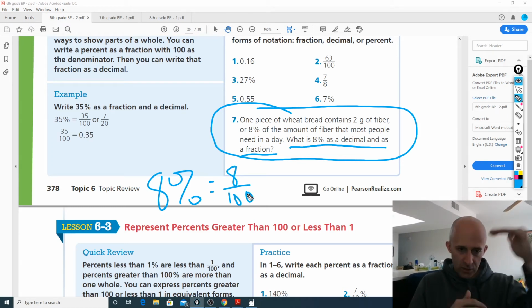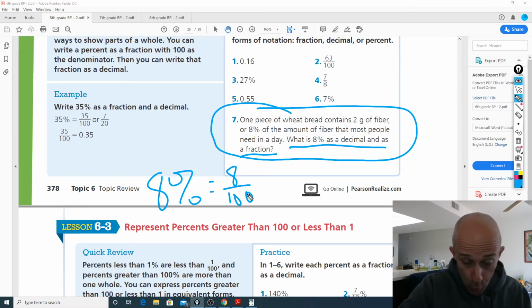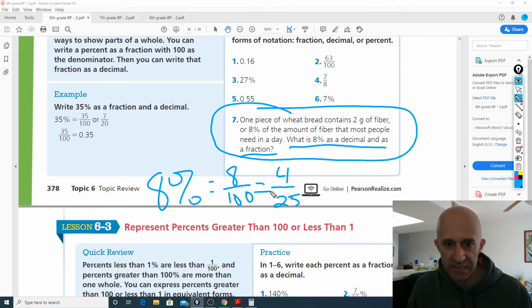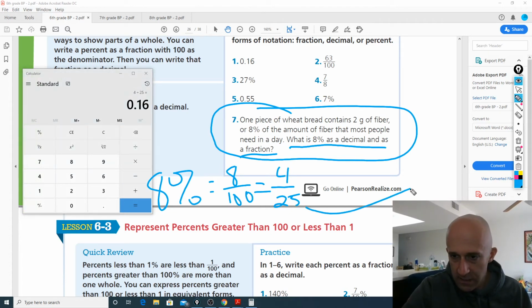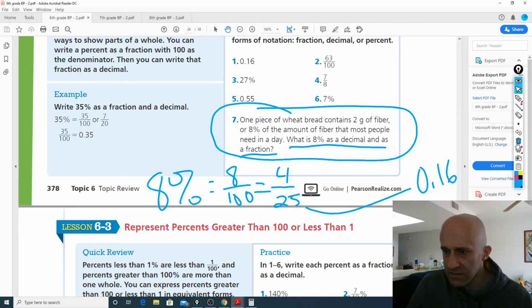I can divide both the numerator and the denominator by 2. 2 is a factor of both. It'll give us 4 over 25. I'm reducing the fraction is what I just did there. Now taking that fraction and turning it into a decimal, simply put, I am dividing 4 divided by 25, and it'll give us a decimal of 0.16.